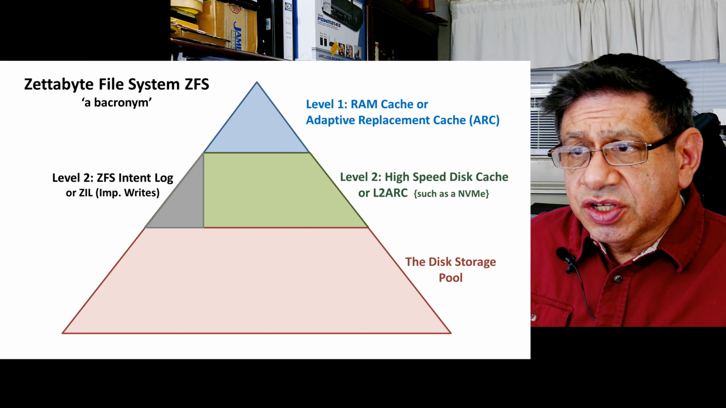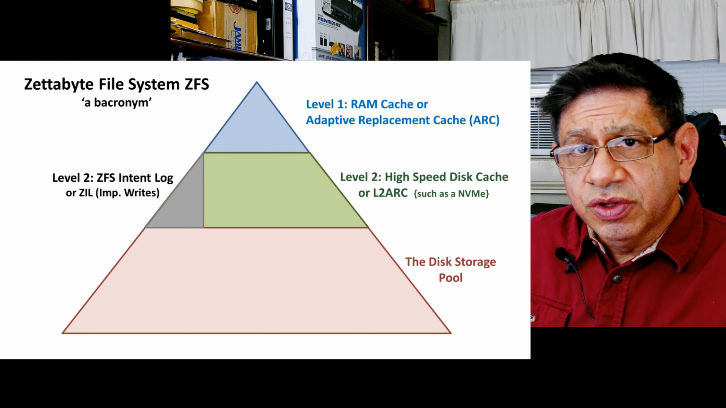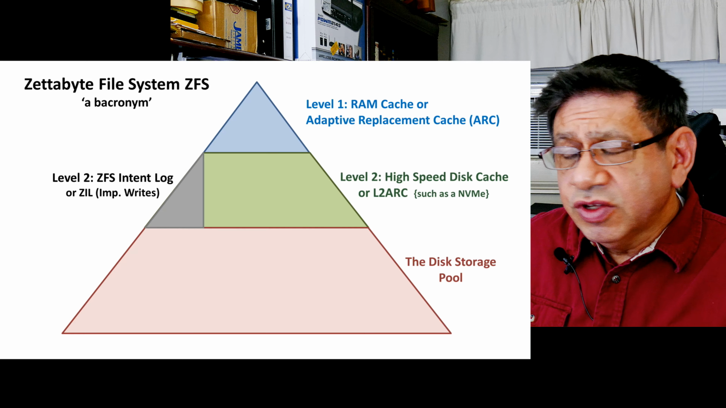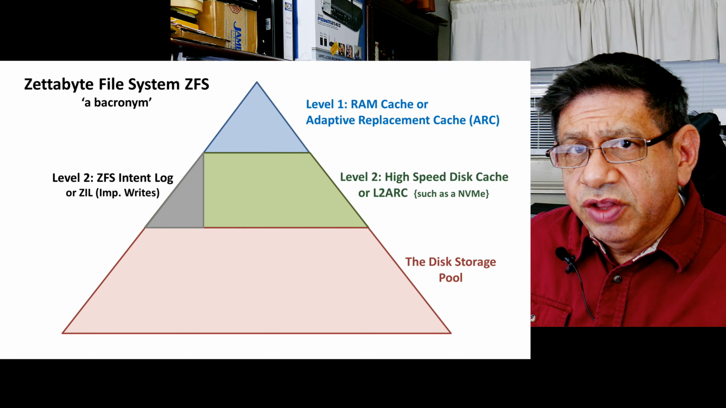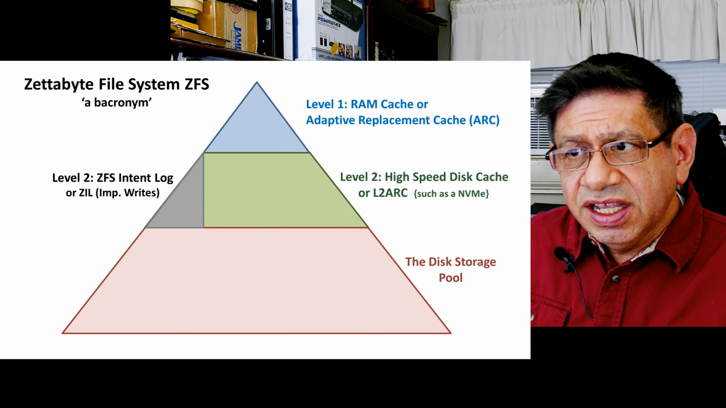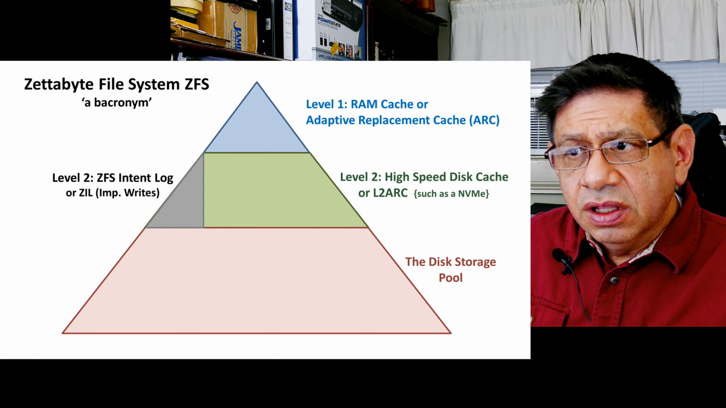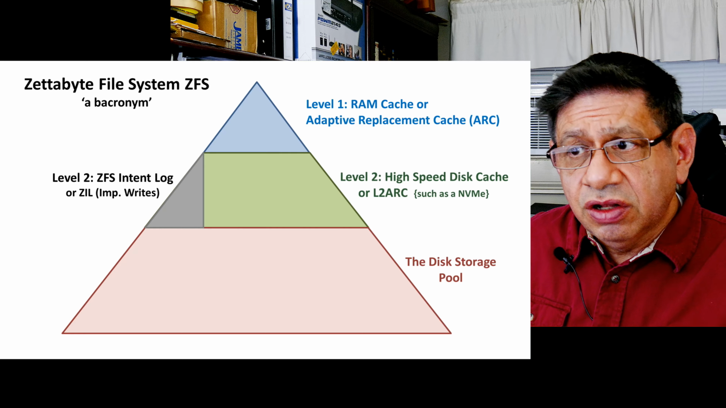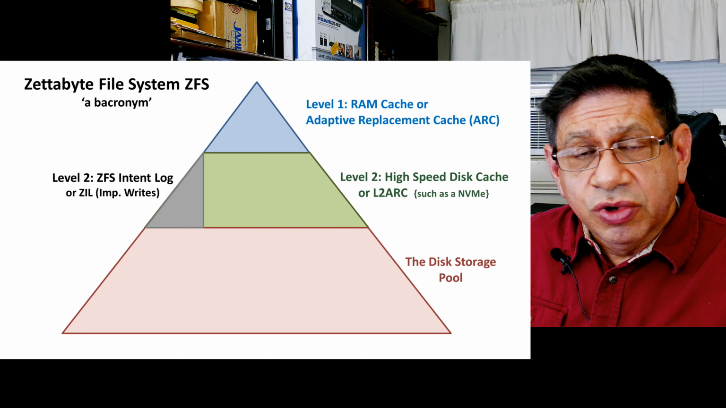Now in some systems, they also break down the level 2 into two parts. They found that the regular level 2 by itself is very good for read, to help the read throughput. But they found that if they added a ZFS intent log, then that would help the writes go well too. It's called the ZIL, and it improves the writes.